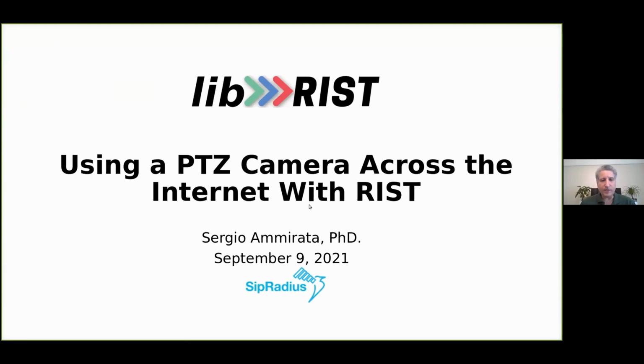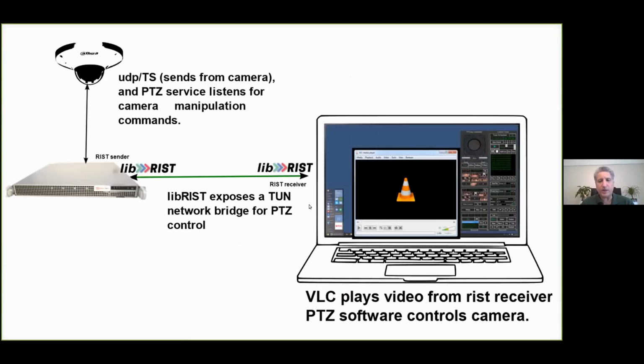All right. So this particular application was for the transmission and control of PTZ across the internet, across a RIST link. The idea is pretty simple. You have a camera that transmits transport stream or any other method that is transmissible over UDP. And there's also a protocol to control the camera, to zoom, to tilt, to move the camera around. But the camera had a custom software. It wasn't necessarily a standard protocol. So we needed a way to have a remote location control the camera. And this is what was used.